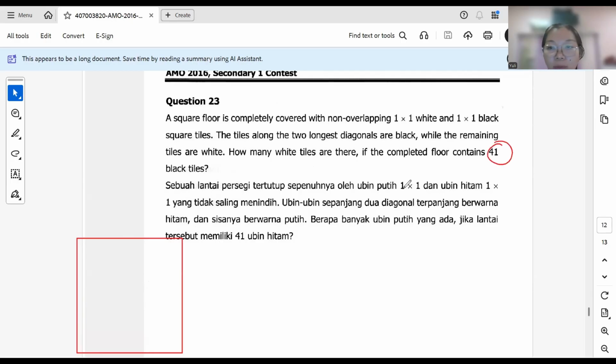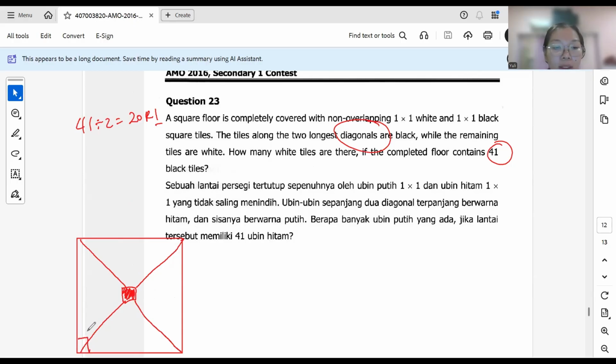So there are 41 black tiles for the diagonals. So that means 41 divided by 2 is 20, remainder 1. So this one, the remainder, must be in the middle. So 20 go here, and 20 go here. From each diagonal, there are going to be 21 tiles.